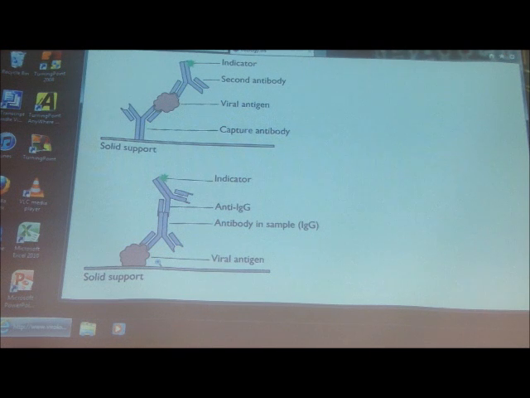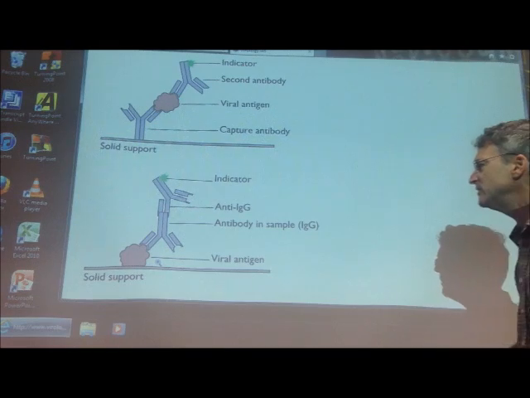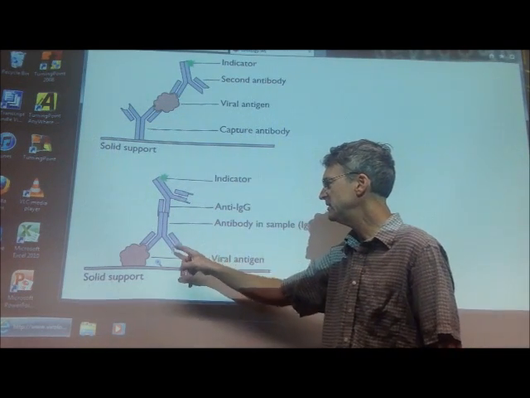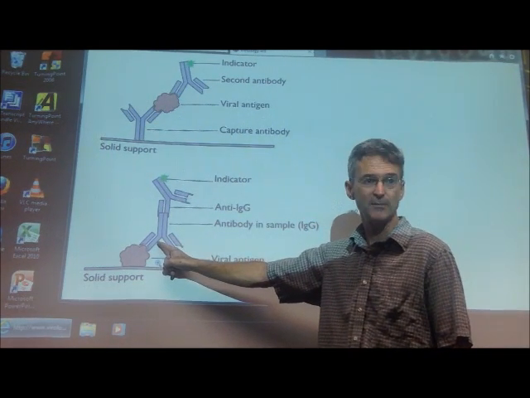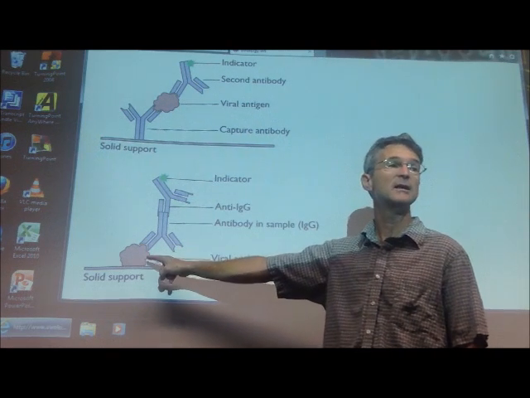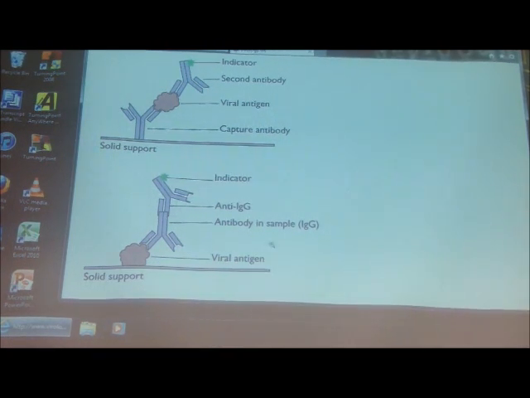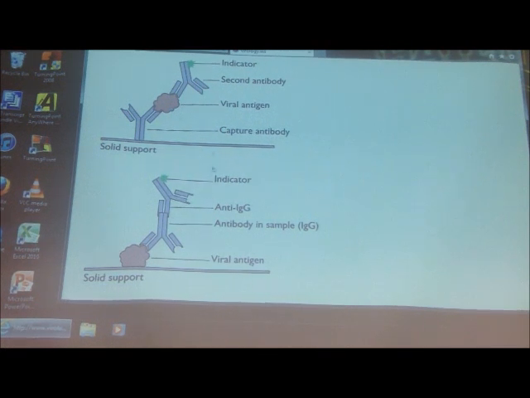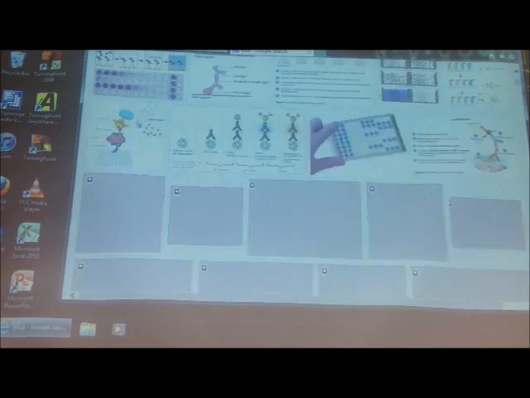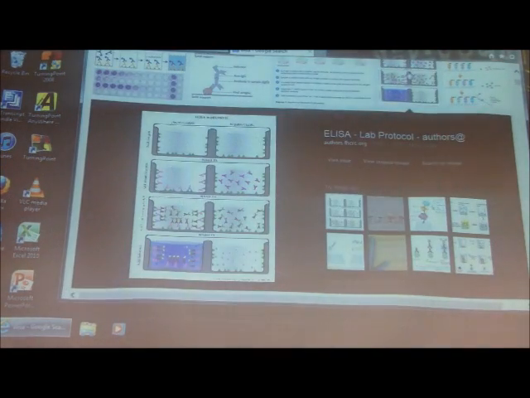And then you add the substrate, and the darker the color, well, the more antibody must have been in that patient sample. Because the only way this antibody is going to stick is if another antibody from the patient has stuck to the antigen. That's the only way it's going to happen. Okay? So this one detects viral antigens, the top one. The bottom one detects presence of antibodies.